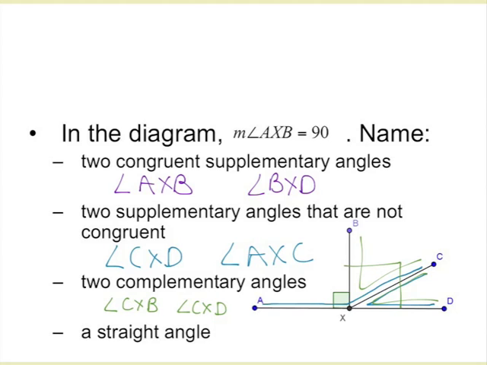And the last one, a straight angle in the picture. An angle needs three letters. So we can't define something like BX as being a straight angle because that's not enough letters to make an angle. Okay? So an angle needs three letters to define it. So AXD is the only one that can be defined there. Questions on any of these?